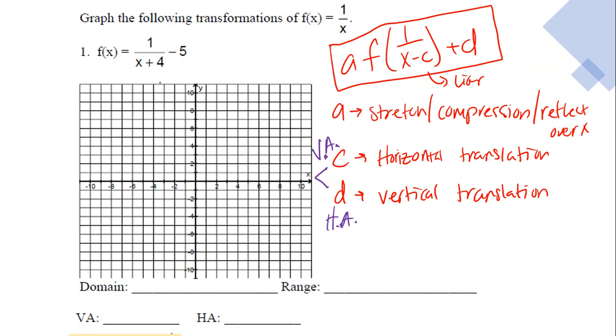Okay, so now looking at what we have here, what is our C? Our X is a liar. -4. What is our D? -5. So therefore, my vertical asymptote is at -4 and my horizontal asymptote is at -5. So I'm going to go to -4, and I'm going to go to -5.